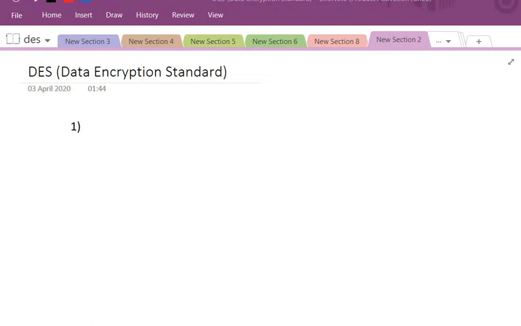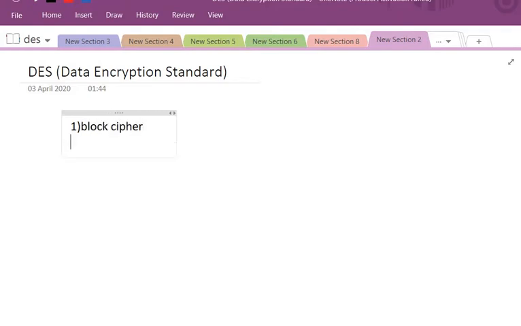Hello students, in this lecture we will talk about the Data Encryption Standard. The Data Encryption Standard comes under the category of symmetric encryption. In symmetric encryption, both the sender and the receiver use the same key to perform the encryption and the decryption process. The Data Encryption Standard is a block cipher.